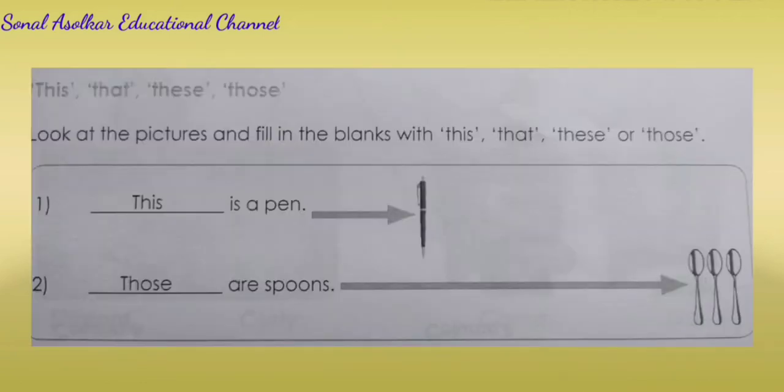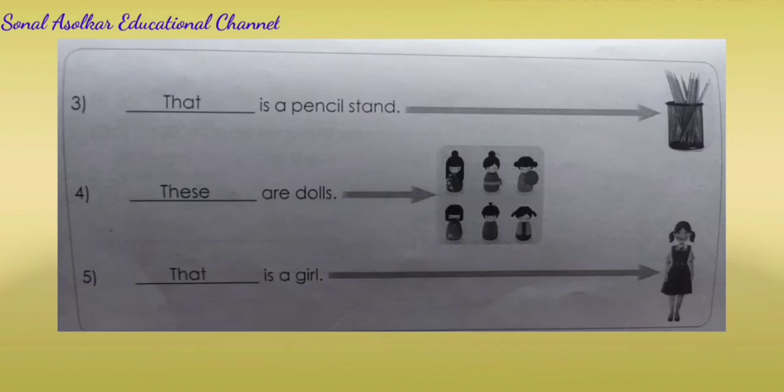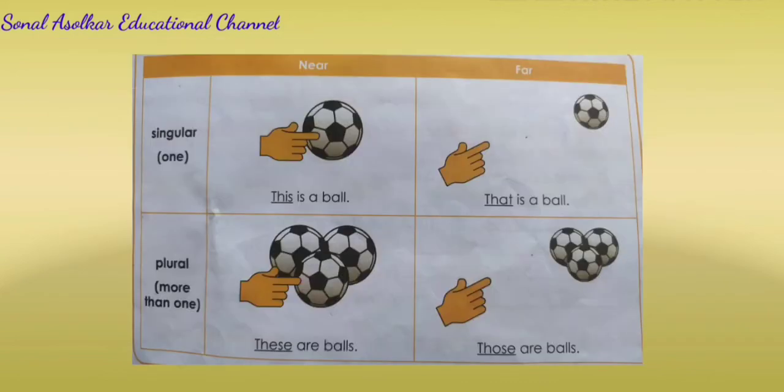The next part is the grammar part. This, that, these, those. Look at the pictures and fill in the blanks with this, that, these, or those. This is a pen. Those are spoons. That is a pencil stand. These are dolls. That is a girl. Remember it: singular, one, near, this is a ball; far, that is a ball. For plural, more than one, near, these are balls; far, those are balls.